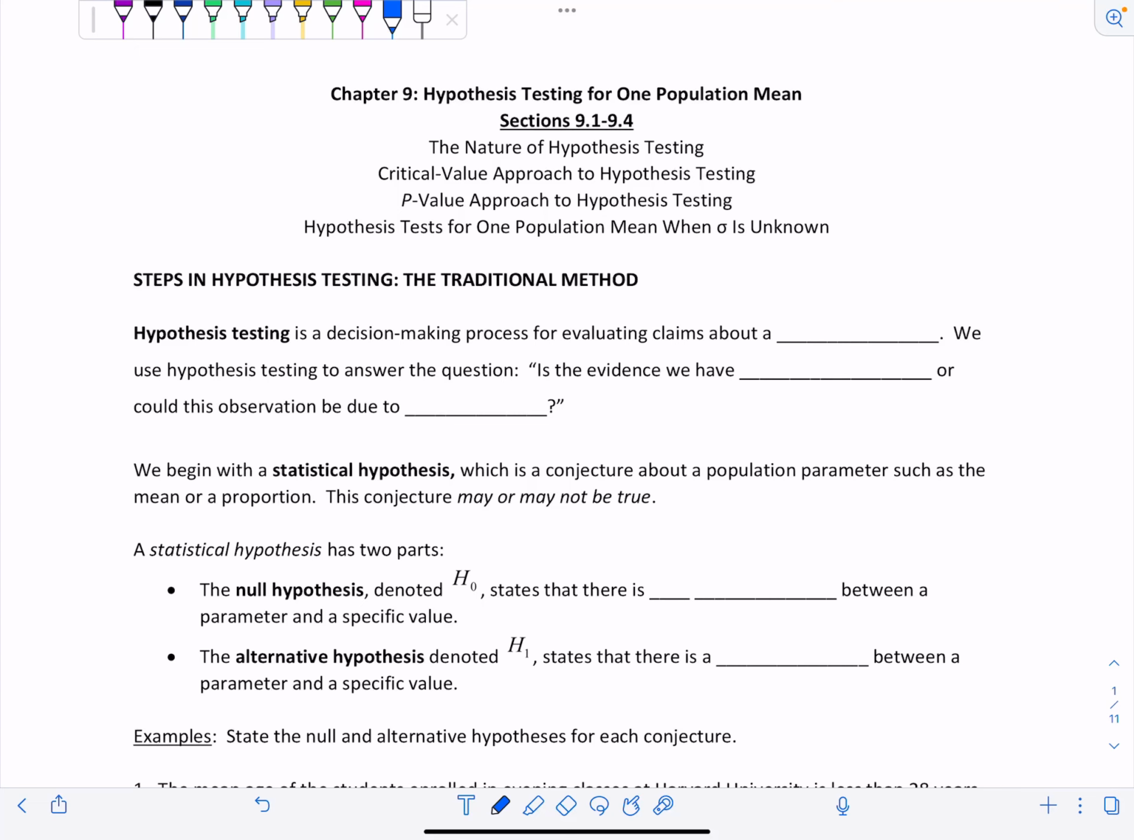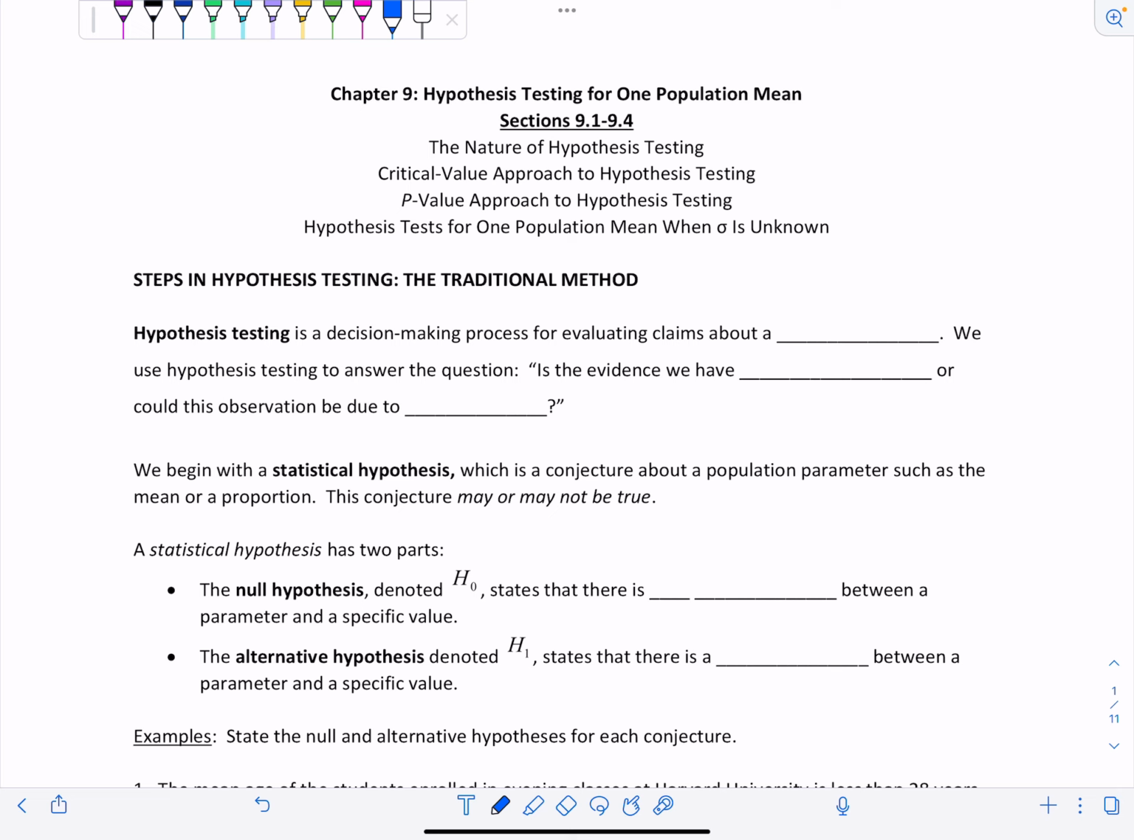This video is for Introductory Statistics Chapter 9, Hypothesis Testing for One Population Mean. And we're going to cover sections 9.1 through 9.4. So first we're going to discuss the steps in hypothesis testing using the traditional method.